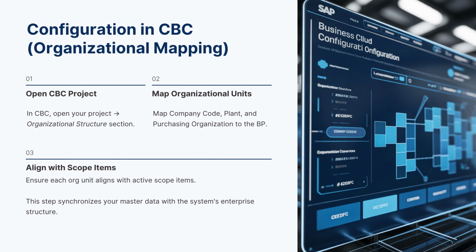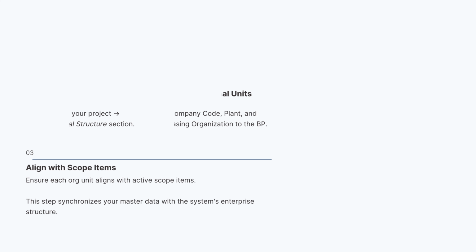Configuration in CBC, organizational mapping. Now, switch to central business configuration. Open your project and go to Organizational Structure. Map your company code, plant, and purchasing organization to the relevant BP roles. This step ensures that the BP is recognized by all business areas during transactions.